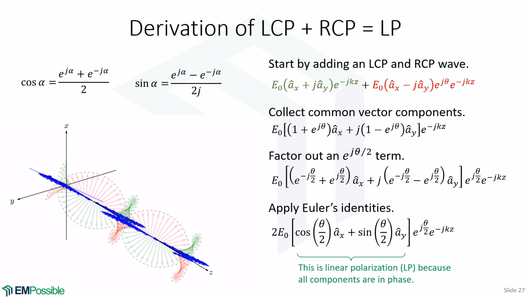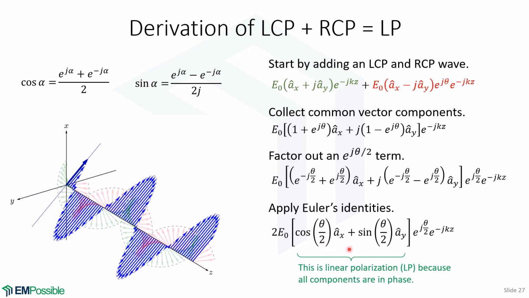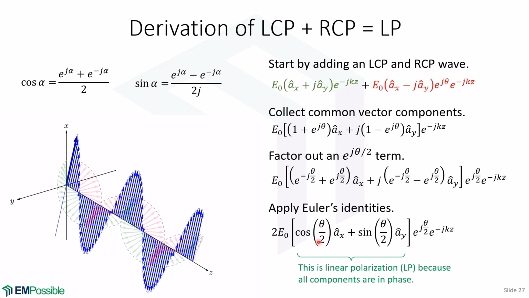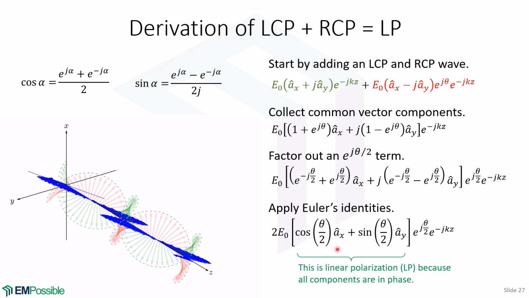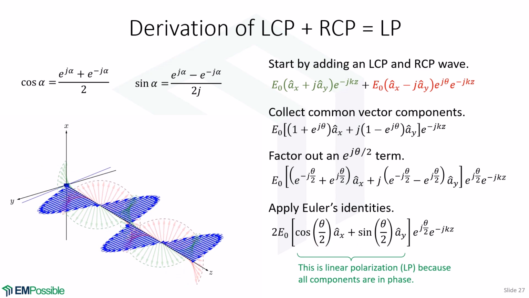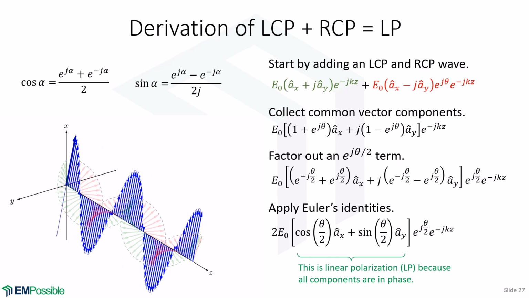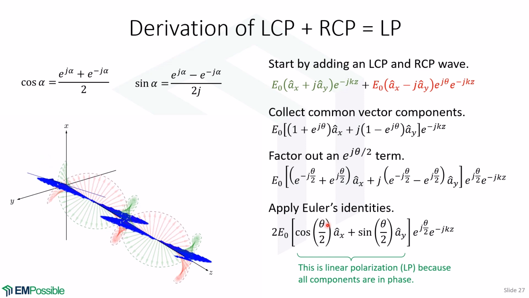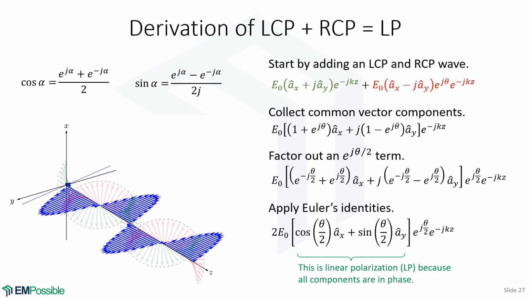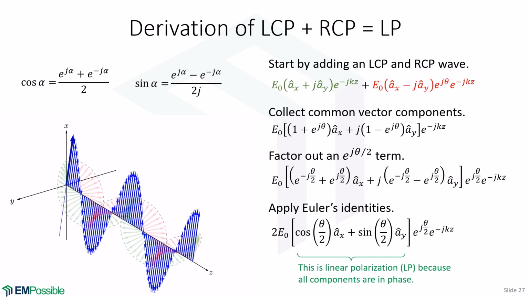Now, inspecting this, we can see that the x and y components are in phase. That's something we'll talk about later too, but that means we have a linear polarization. The two components don't have to be the same magnitude. If they are in phase, that's all we need to know. That's a linear polarization. And it has a tilt angle, in this case, theta over 2. So theta was the original phase difference between the left and the right circular polarization. The tilt is half of that.